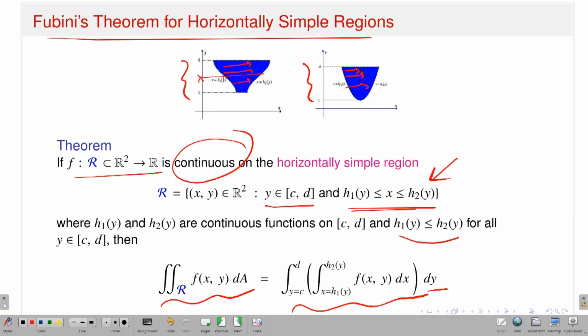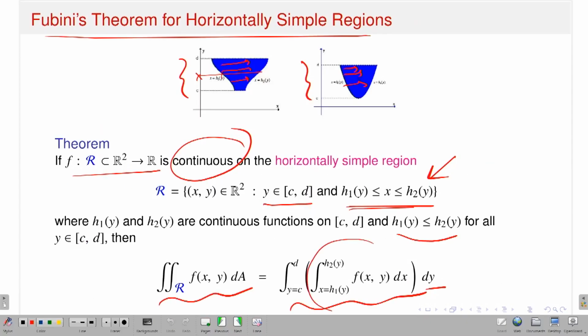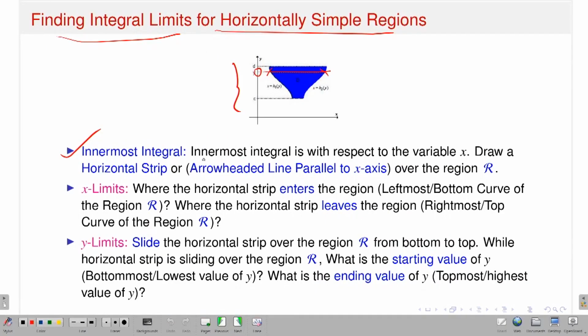I think I have written here. Yes, look. Finding the integral limits for horizontally simple regions. So this is the horizontally simple region. Like in the vertically simple region, for fixed y, you draw a line which is parallel to the x axis. Then it enters the region at h1 of y and it leaves the region at h2 of y. So this is the innermost integral, that means with respect to the variable x. Perform the integral with respect to the variable x first.